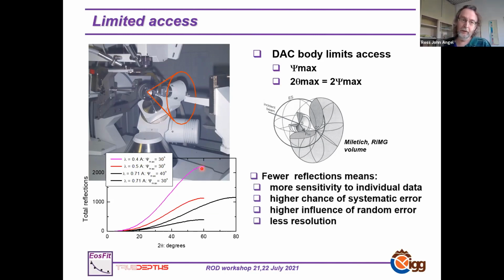So the bottom line is, with a typical diamond cell with molybdenum radiation in the lab, only approximately 30 to 40% of possible reflections can be measured. So you have a lot fewer reflections than from a crystal in air, which means you're going to be much more sensitive to individual data and failures to correct for things like cell absorption. You have a much higher chance of systematic error, higher influence of random error, and of course you have less resolution. So let's see what we can do to overcome these difficulties.